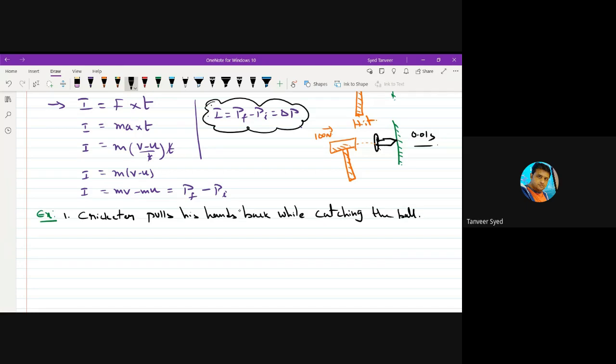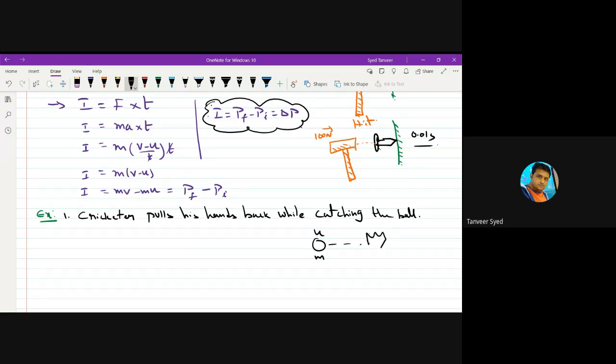Why is this? What happens if you don't pull your hands back? The force acting will be more. Let us say you are playing with a cork ball. So if you don't pull your hands back while catching the ball, you will feel pain. Why are you getting this pain? Because the ball is coming with certain momentum. It has mass. It is coming with some velocity.